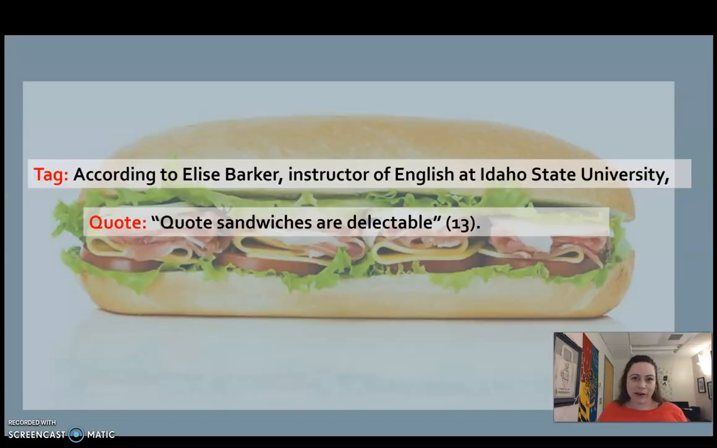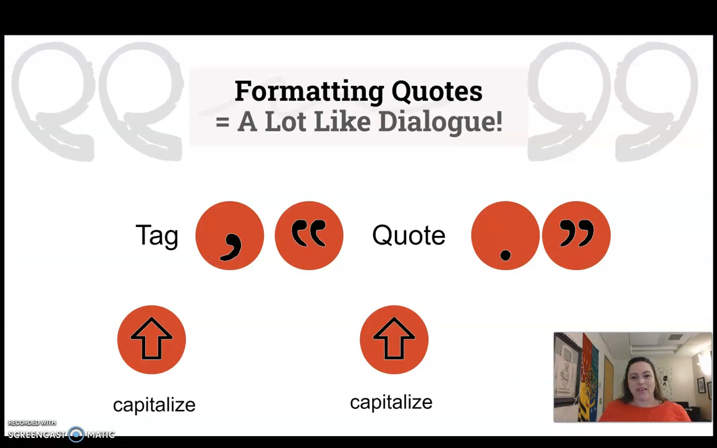The second piece of bread in the quote sandwich is the quote itself. So in this situation, I've written, quote sandwiches are delectable. Again, when you format your quotes, it's a lot like dialogue. You have your tag capitalized with a comma, then the quotation mark, the quote, and the quote begins with a capital letter, and then you have a period followed by the end quote.